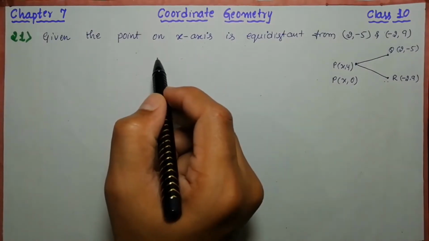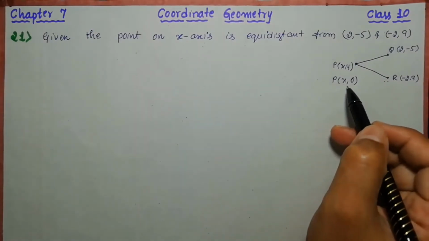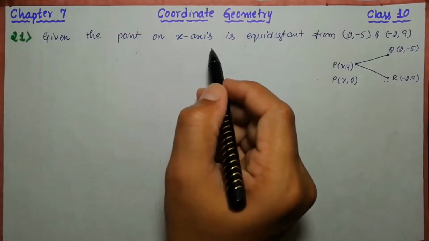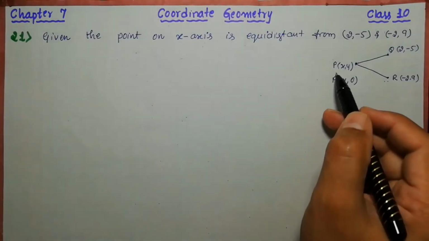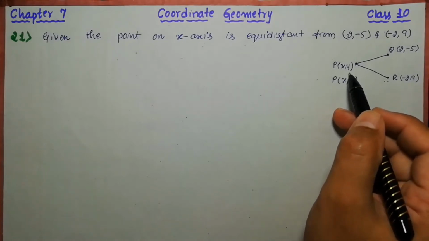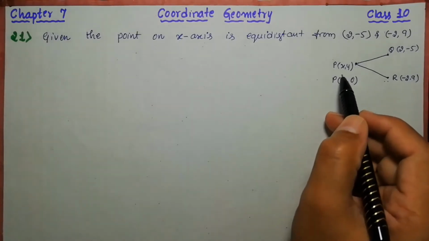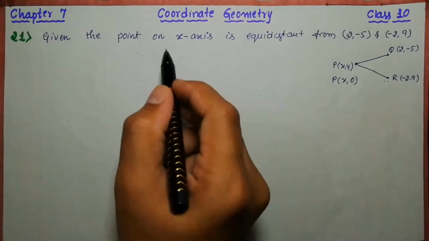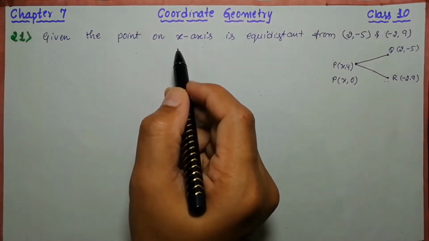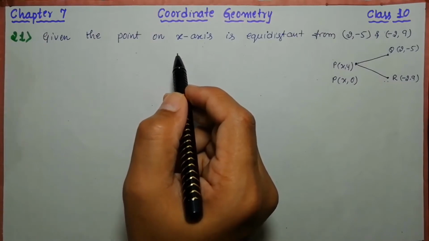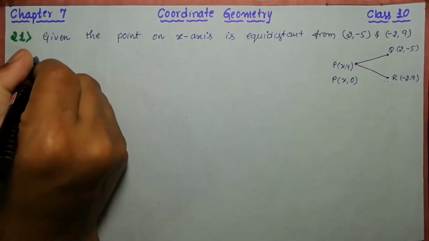If it lies on y-axis, then you can take (0, y). But it lies on x-axis, therefore I'm going to consider (x, 0). Don't consider (x, y). If you consider (x, y), you will not get the solution. Remember, it is always given like this, like on x-axis or y-axis will be given to you. Now I'm going to write down in the next line.